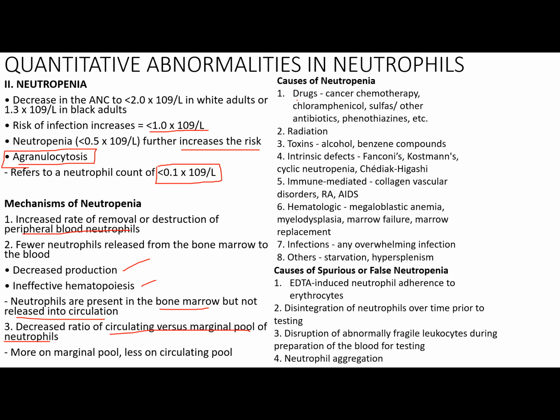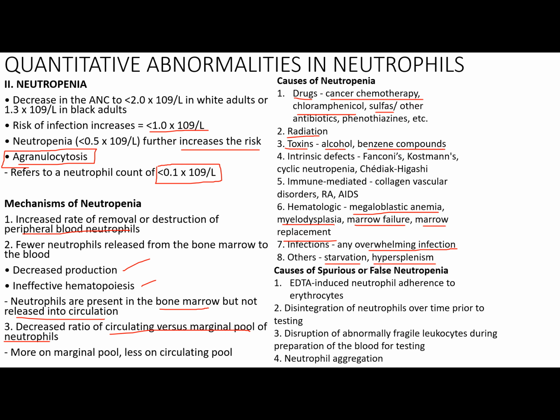Causes of neutropenia, class, would include drugs such as cancer chemotherapy, chloramphenicol, sulfas, and other antibiotics. Radiation, toxins such as alcohol and benzene compounds. Intrinsic defects would include Fanconi's, Kostmann's, cyclic neutropenia, Chediak-Higashi. Immune-mediated, usually seen in collagen vascular disorders, rheumatoid arthritis, AIDS. Hematologic, seen in megaloblastic anemia, myelodysplasia, marrow failure, and marrow replacement. Infections would include any overwhelming infection. Others would include starvation and hypersplenism.